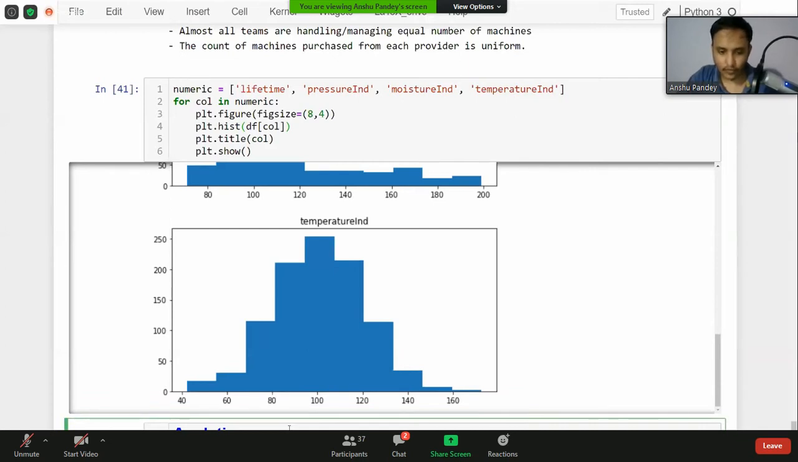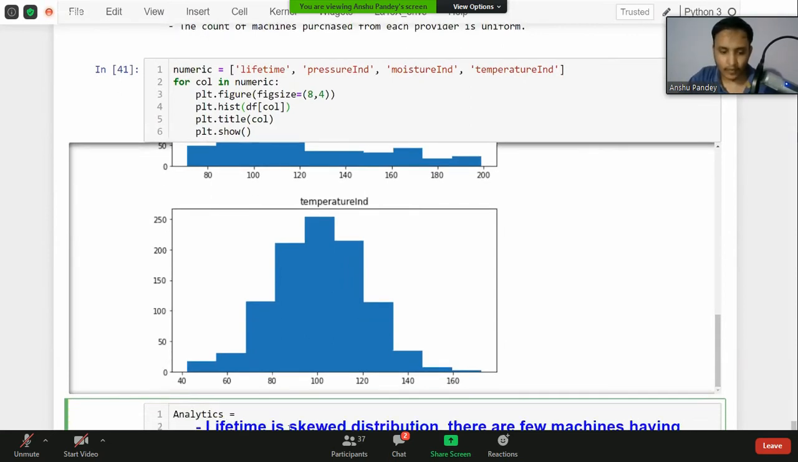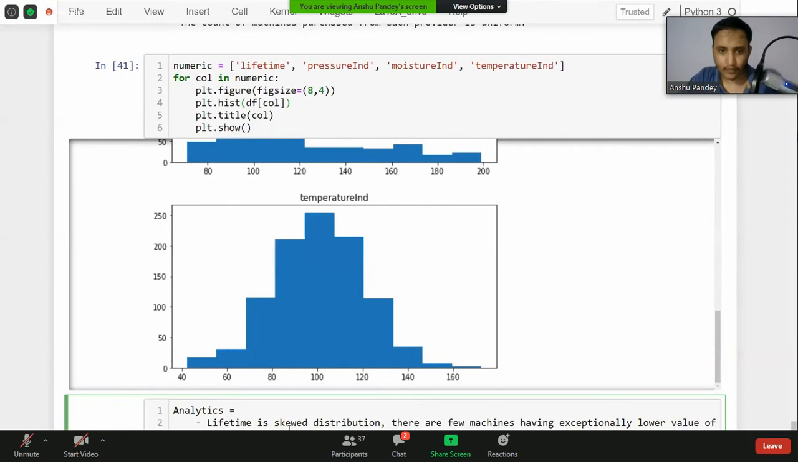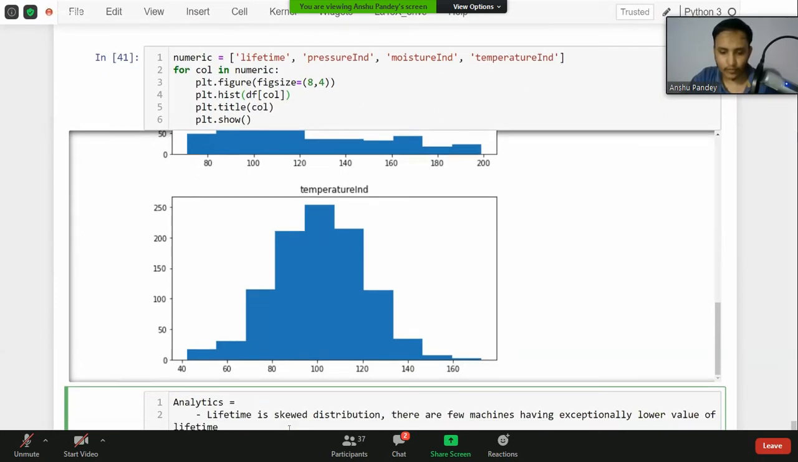Lifetime is a skewed distribution. There are few machines having exceptionally lower values, right? So it's more of a negatively skewed lifetime. Then it was pressure. Pressure is normally distributed. Most of the machines are operated with pressure between 80 to 120.